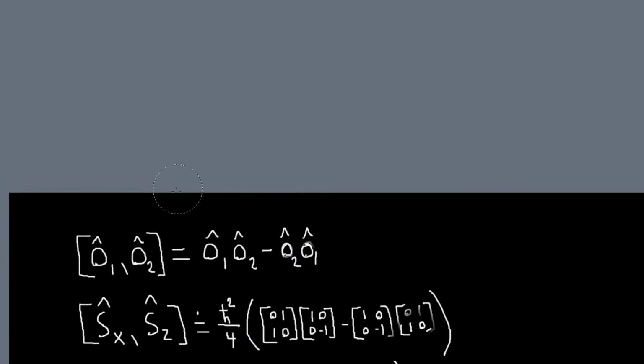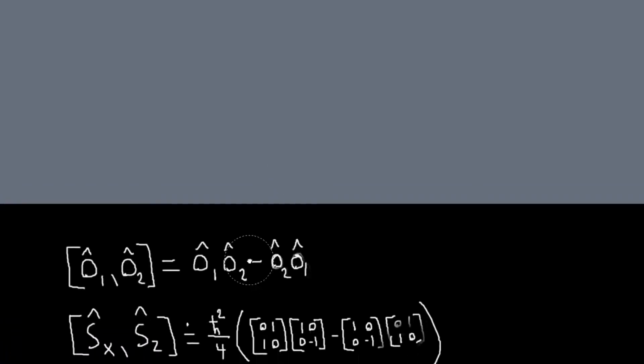Okay, so I need to talk about a few random linear algebra things, just so we can continue on. So the first thing is the commutator. A commutator of two operators, O1 and O2, is just going to be O1 times O2 minus O2 times O1. So this is also an operator. And we can work this out.